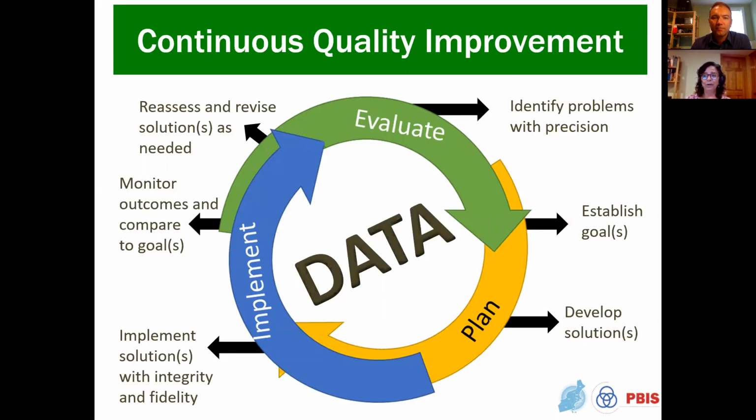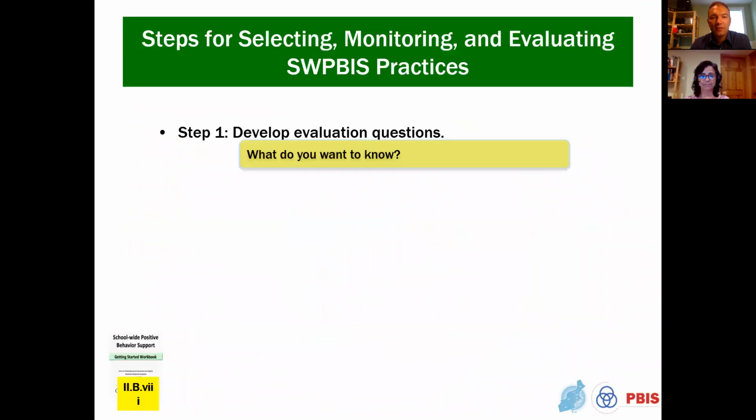But using data, we can walk ourselves through a process of identifying a problem with precision, establishing a goal, developing a solution, monitoring the effectiveness of our intervention, and determining, did we meet our goal? Exactly. There are 4 basic steps you want to walk through when selecting, monitoring, and evaluating your school PBIS practices. It's the same 4 steps for any of these tasks, such as monitoring or evaluating, etc.